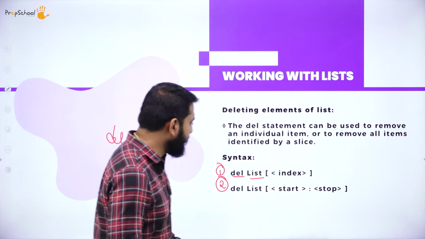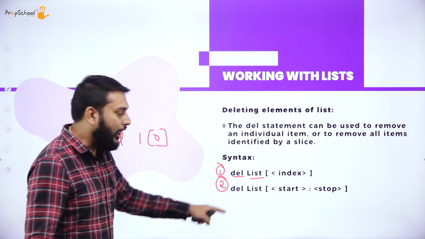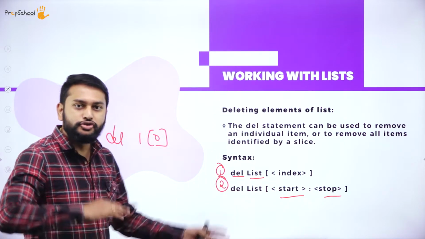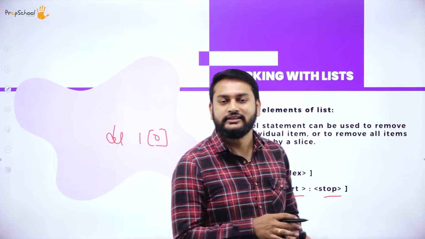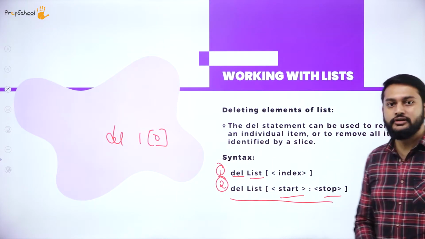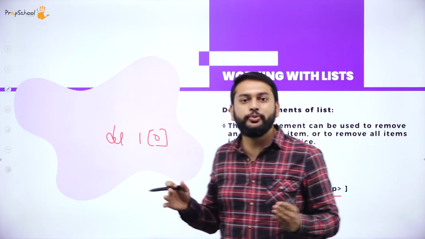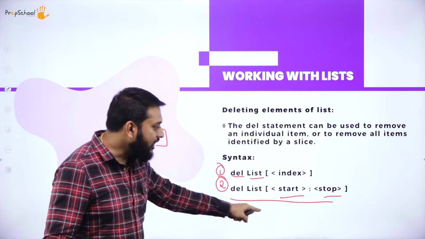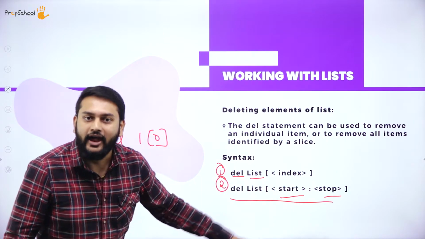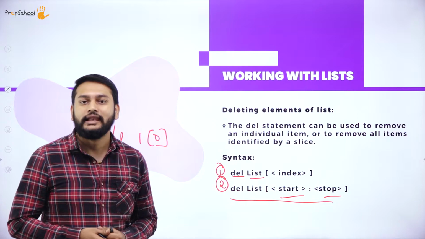And I can also perform the delete operation like this. I can also give the range, start and stop, from where to where I should delete the range of values. I can delete multiple values by giving a start and stop range, right? So this is one of the methods that I have to delete the elements from the list, right?